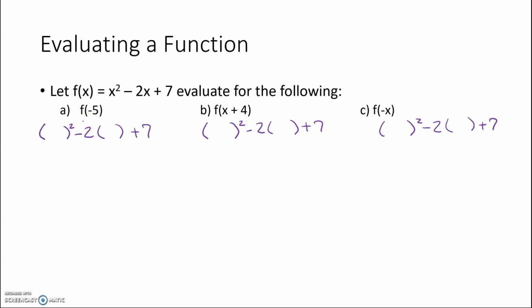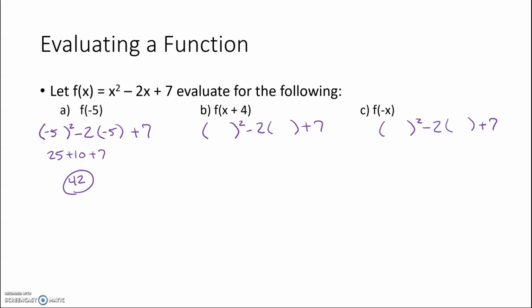A says that they want us to plug in negative 5. Everywhere you see an x, we want to plug in a negative 5. So I'm plugging in a negative 5, plugging in a negative 5. And then you evaluate. We got 25, negative 2 times negative 5 gets me positive 10, plus 7, and add them all up, we get 42, and we're done.